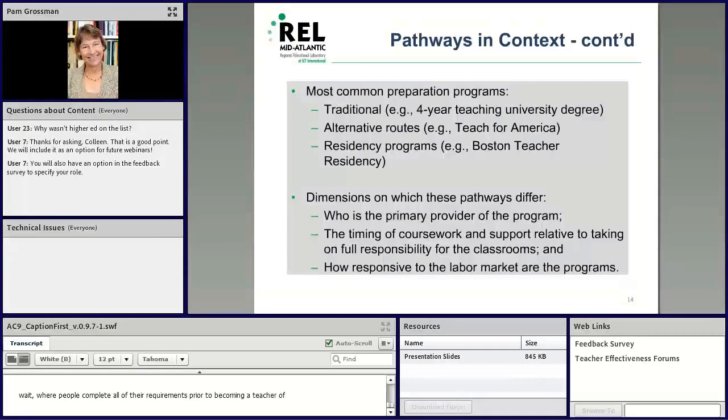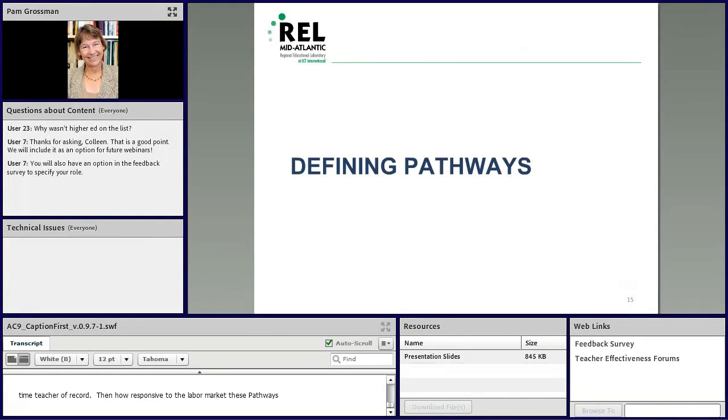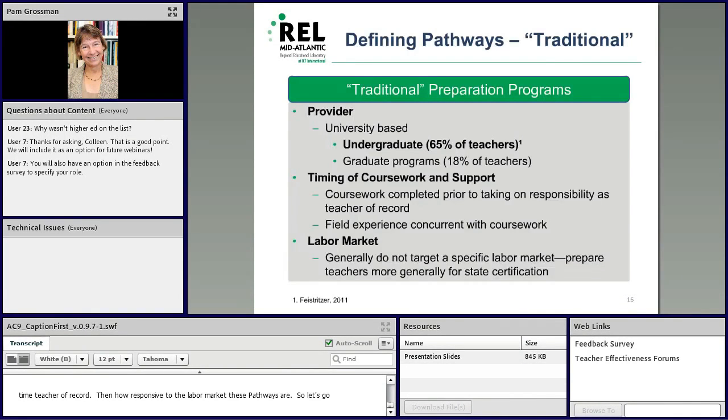Alternative routes are ones where they may or may not be linked to a university. And often the teachers going through this pathway begin teaching after relatively brief preparation. And finally, there are the residency programs that work closely with districts. So Boston Teacher Residency is one longstanding example of that. You can see the dimensions on which the pathways differ have to do with who is the primary provider, the timing of coursework and support relative to becoming a full-time teacher of record, and then how responsive to the labor market these pathways are.